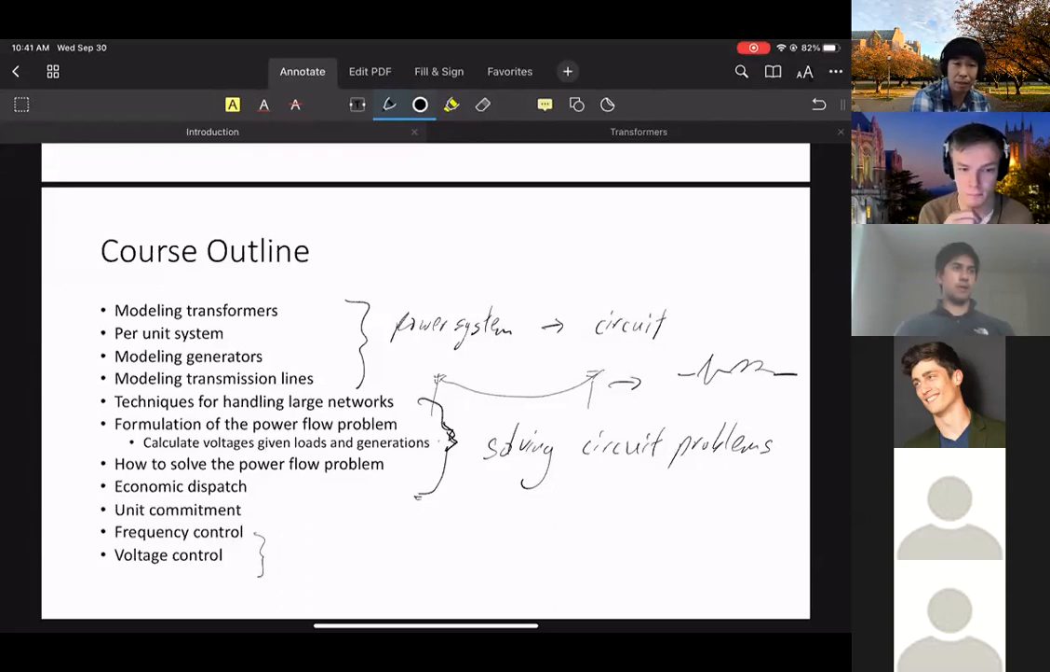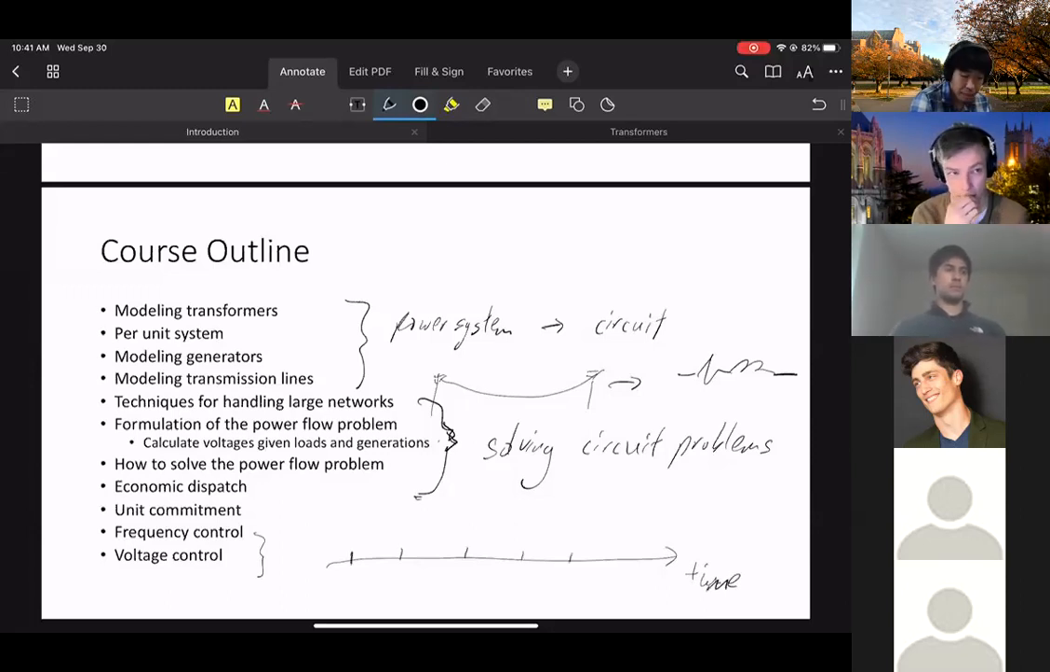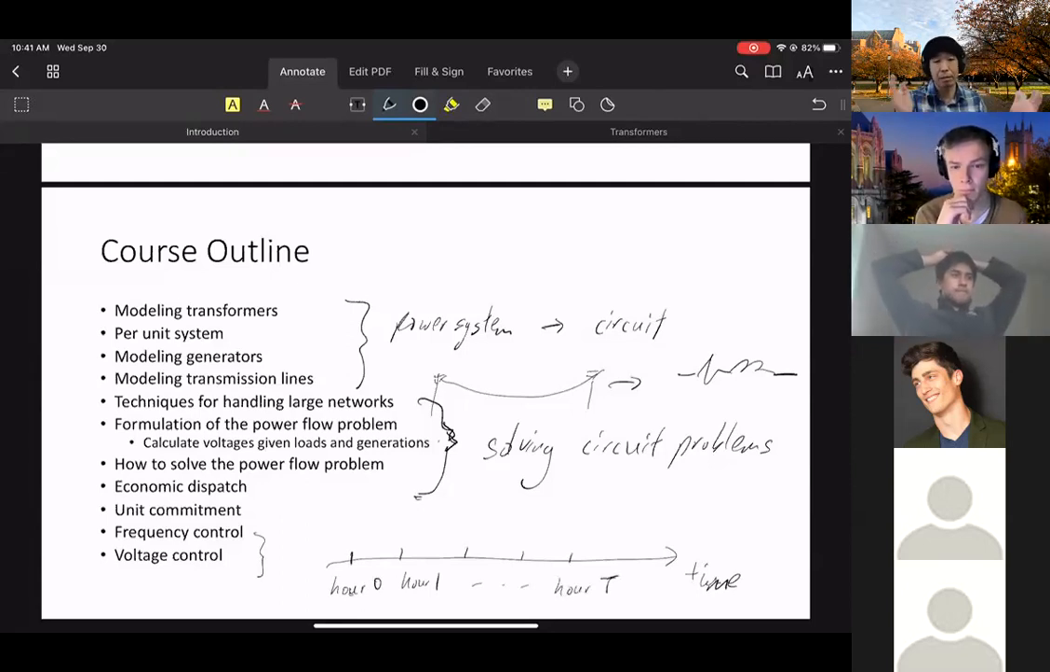Now this does the following. If you look at the time evolution, basically think of this as time. We're solving these kinds of operation problems at every snapshot in time. So this may be hour 0, hour 1, hour t, and so on. For each snapshot, an hour, we'll solve the optimization problem. We'll make sure supply equals demand and so on.